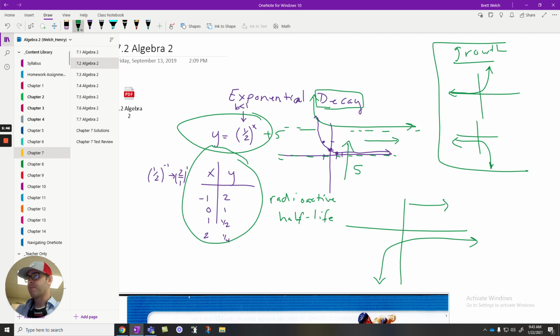Things along those lines. All right. Hopefully that's enough to help you get a sense of the difference between 7.1 and 7.2, growth versus decay, and you should be able to produce those graphs using calculators, Desmos, things like that.